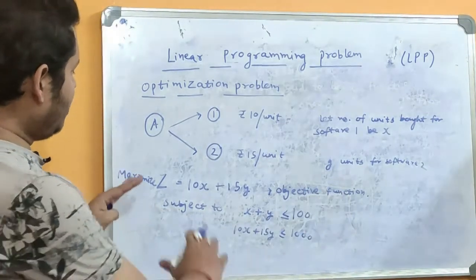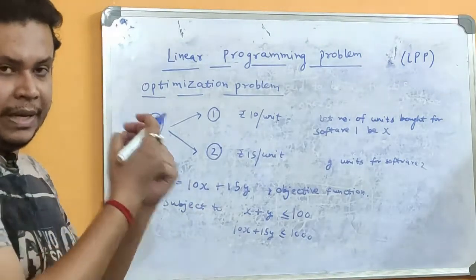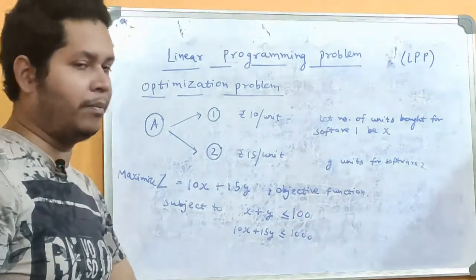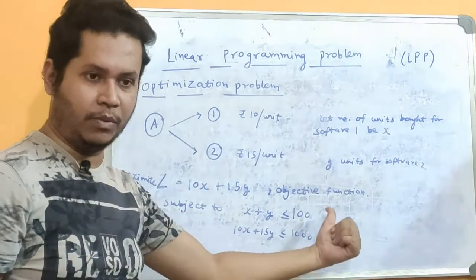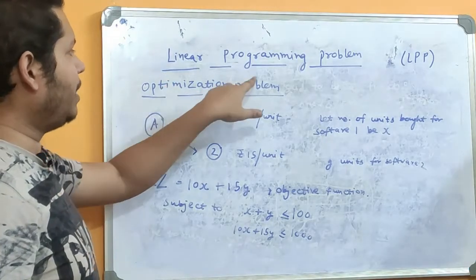Now this entire situation that we have represented mathematically is called my problem, or the optimization problem. Then here comes the question of what an optimization problem actually is.